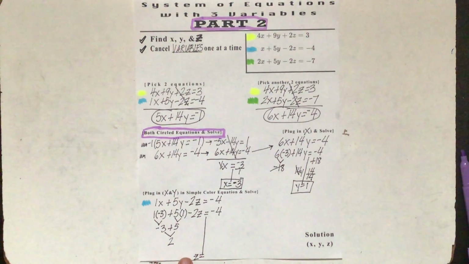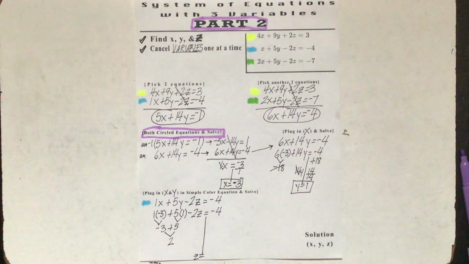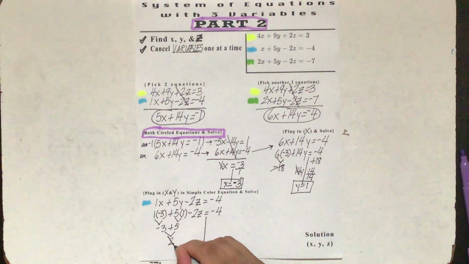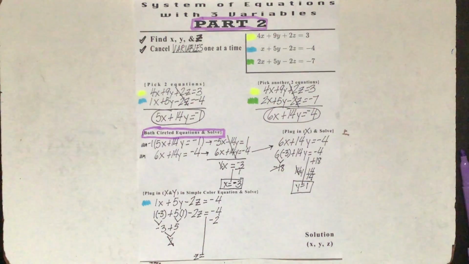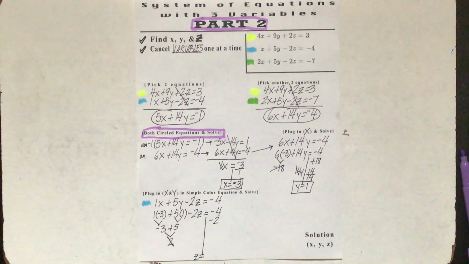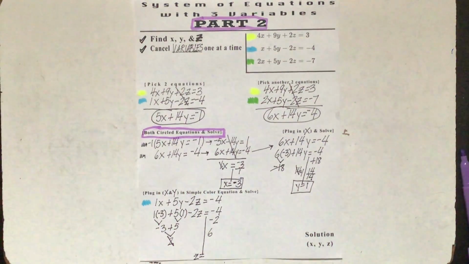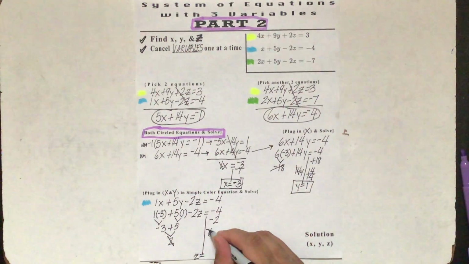Now remember, what do I want alone on this side? I want my z on this side and nothing else, no other number. So I need to move this 2 over to this side and make it a negative 2. Negative 4 and negative 2 are the same sign, so I have to add them. 4 plus 2 is 6. And it's going to be a negative 6 because 4 is negative and 4 is bigger.